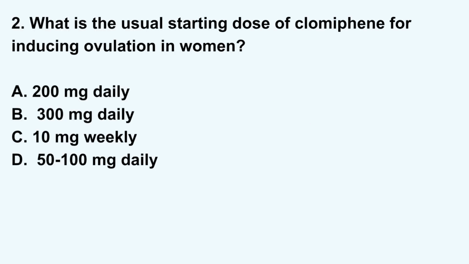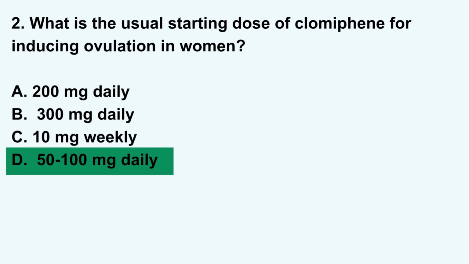What is the usual starting dose of clomiphene for inducing ovulation in women? A. 200 milligrams daily. B. 300 milligrams daily. C. 10 milligrams weekly. D. 50 to 100 milligrams daily. Correct answer is D. 50 to 100 milligrams daily.